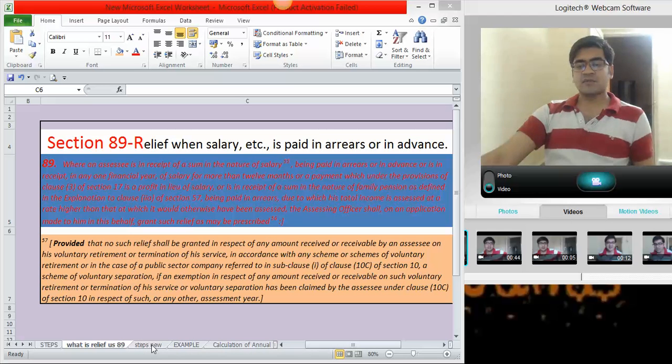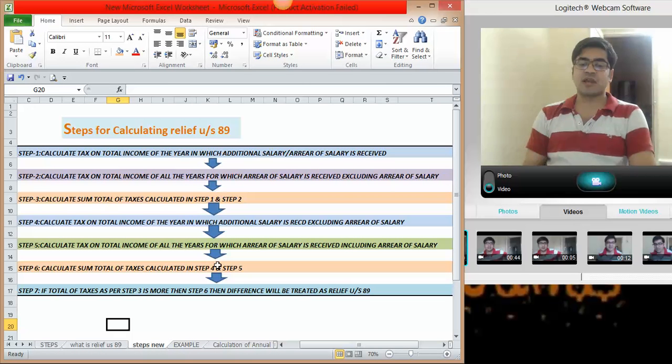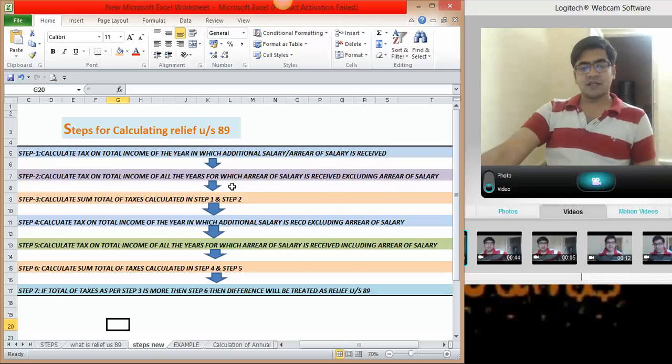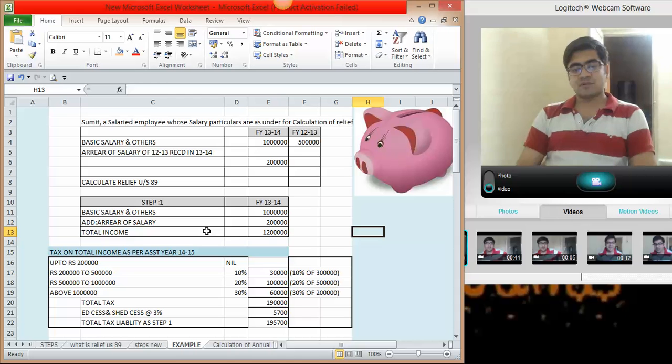There are some rules prescribed corresponding to this section under the income tax rules, and on the basis of those rules there are some steps to calculate relief under section 89. Let's go through this relief, and then we will solve a practical example of a person. Here you can see that there are 7 steps. Before going to the steps, we'll look at the example, so it will be clear to you.